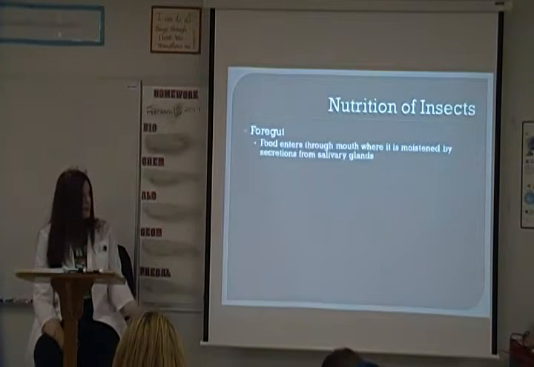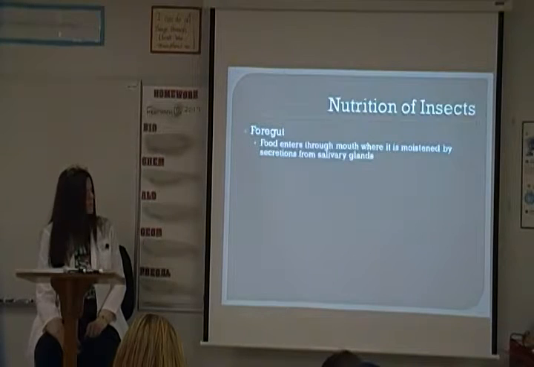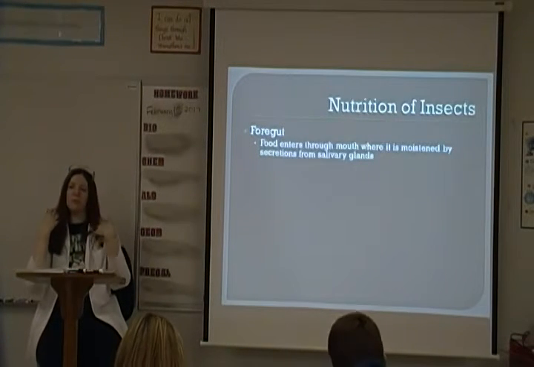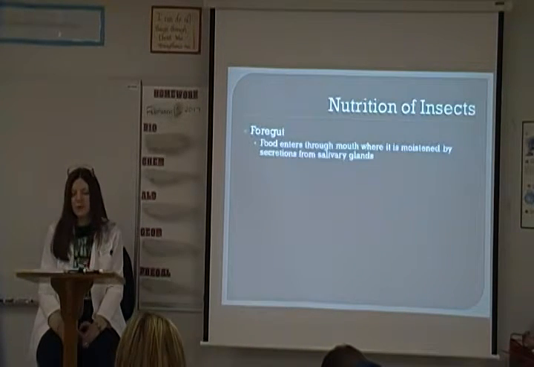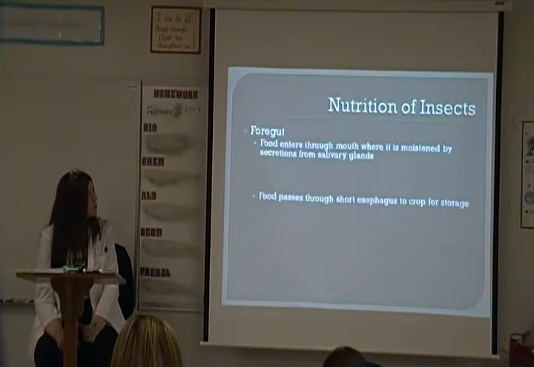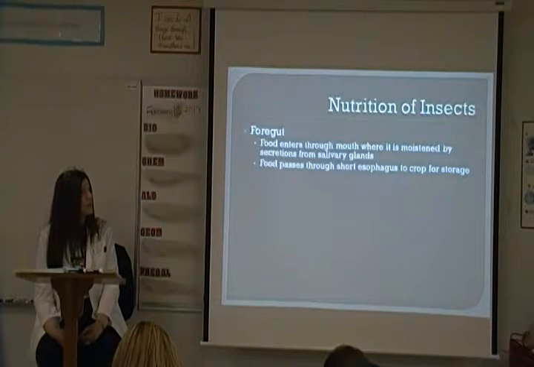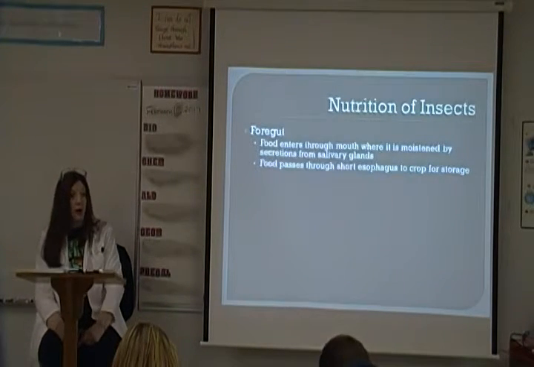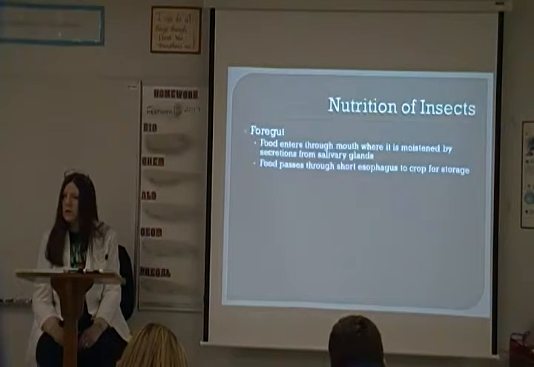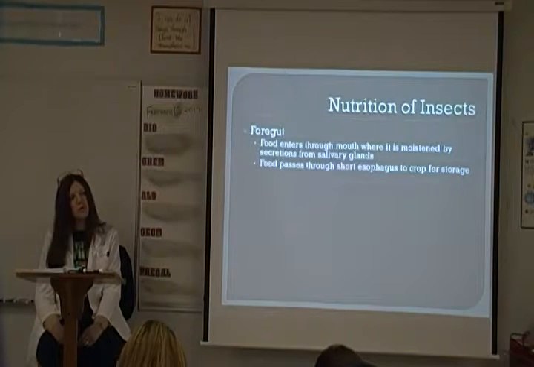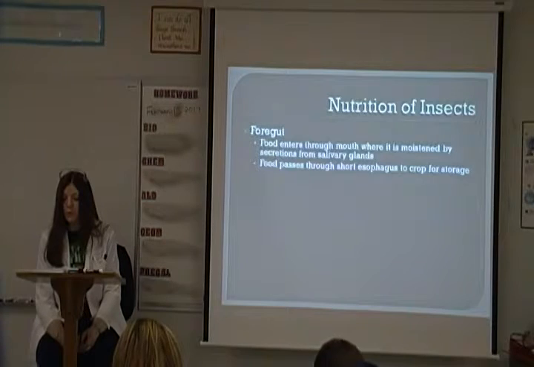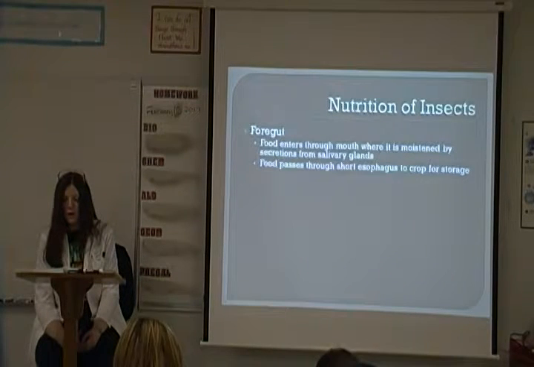When food gets into its mouth, it is moistened by salivary glands, just like our food is. When food goes into our mouth, it's moistened by salivary glands. Insects have that as well. It passes through a short esophagus to a crop for storage. I think we talked about the crop with the earthworm. Was it the earthworm? Maybe it was a different type of worm. But the crop stores the food temporarily.